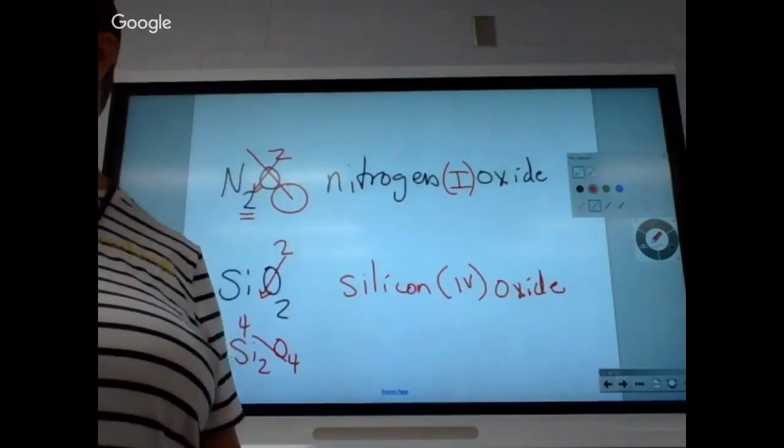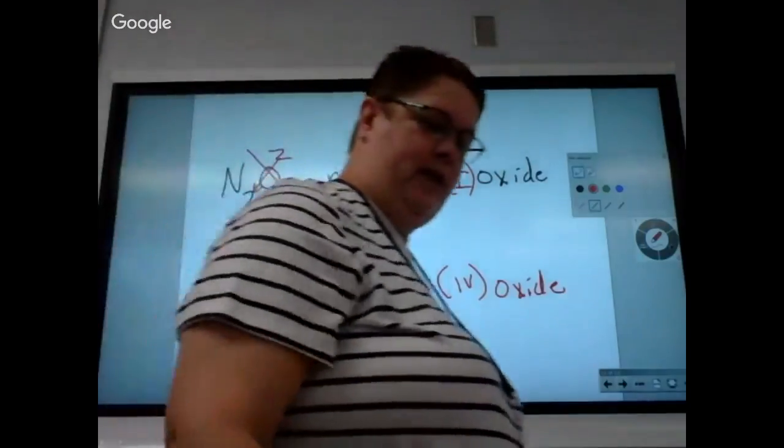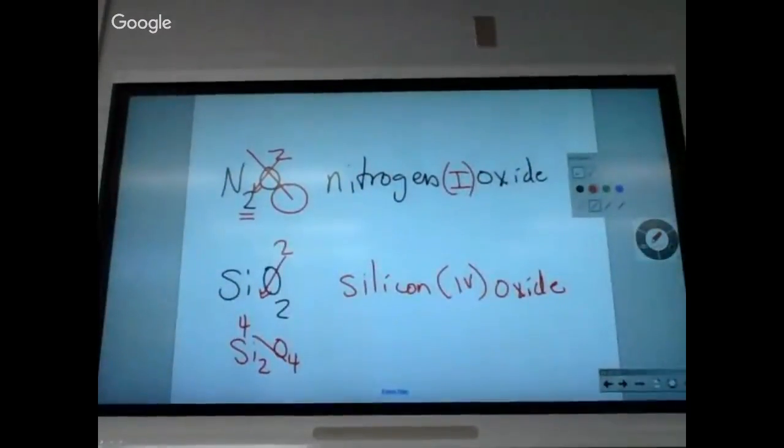All right, questions? No? All right, for homework on that sheet, I want you to do questions 1 through 12. Name them in stock system. We'll come back and do them in old system tomorrow after we learn how to do old system.